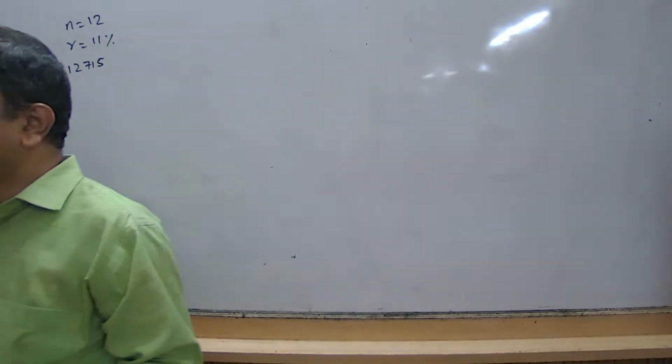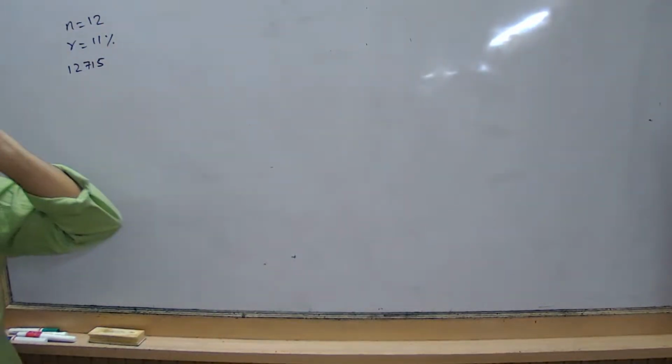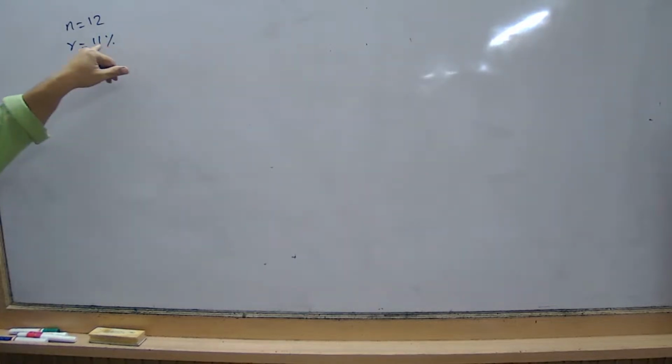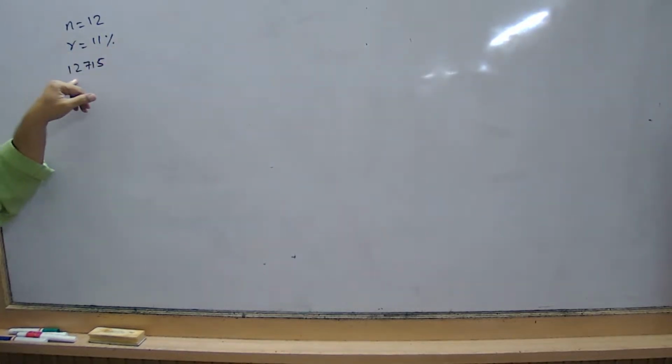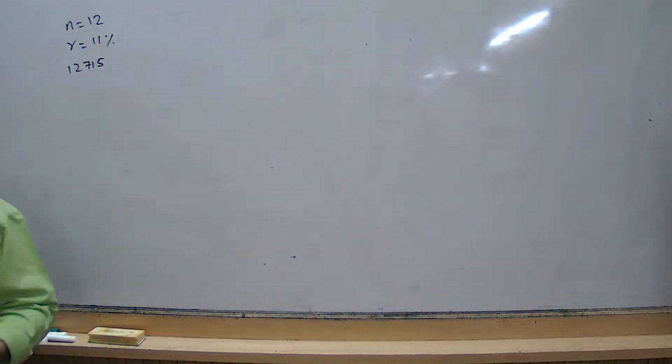Now, tell me what is this value? 12. N is equal to 12. And what is this value? 11. What is this value? Maturity value. What do you have to find out? Principal. We use the first formula now.